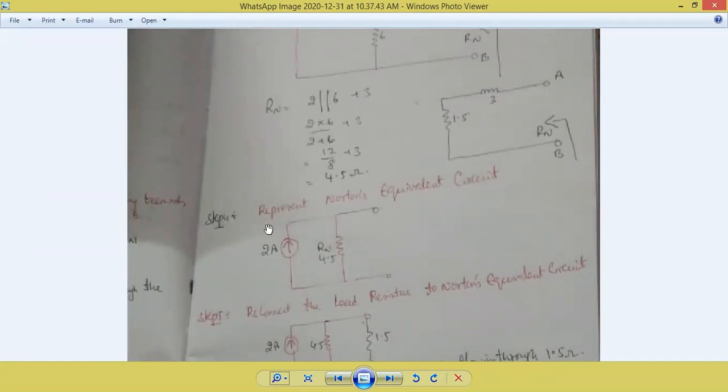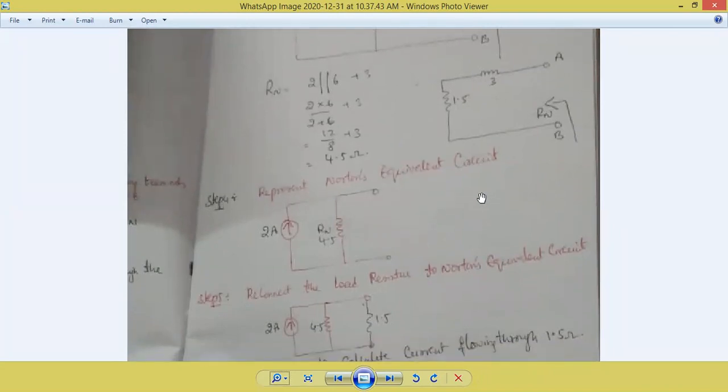Now, what is step 4? Similar to Thevenin's theorem, represent Norton's equivalent circuit. Anyone tell me what is Thevenin's equivalent circuit? A voltage source with a series resistor. And what is Norton's equivalent circuit? Wait, Norton's equivalent means current source. Norton's means current, remember. Thevenin's means voltage source.